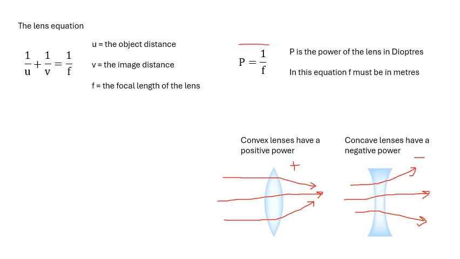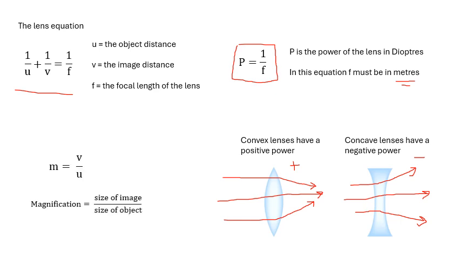With this equation, one important thing is that the focal length needs to be in meters. If you want the power in diopters, then the focal length has to be in meters. With the lens equation, it doesn't matter, as long as everything is in either meters or centimeters or whatever, as long as it's the same throughout, it doesn't matter.